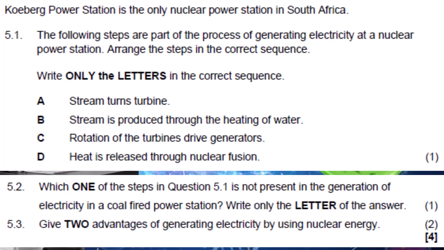Makes sense. Q5.3 asks for 2 advantages of using nuclear energy. There are some significant ones. First, during operation, nuclear plants don't burn anything, so they don't release greenhouse gases like CO2, or other air pollutants like sulfur dioxide that cause acid rain.